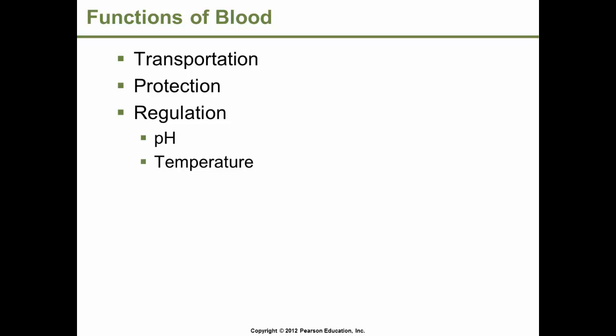As protection, blood contains clotting mechanisms that prevent excessive blood loss when a vessel breaks. As regulation, to control the pH, they contain buffers that regulate the acid-base balance of the body fluids. Regulation of temperature: they help to regulate body temperature by absorbing heat from metabolic regions and distributing that heat to the skin where the heat can be eliminated.